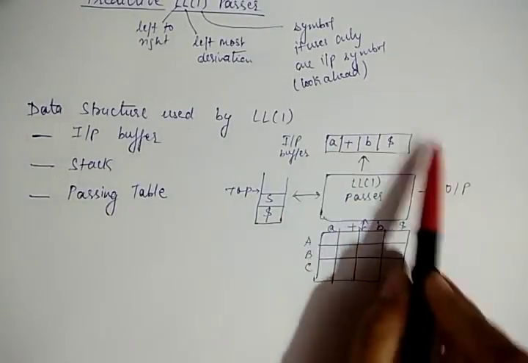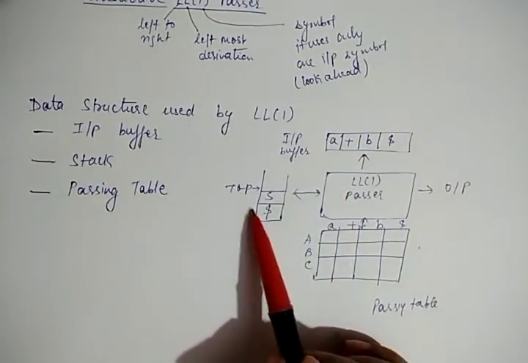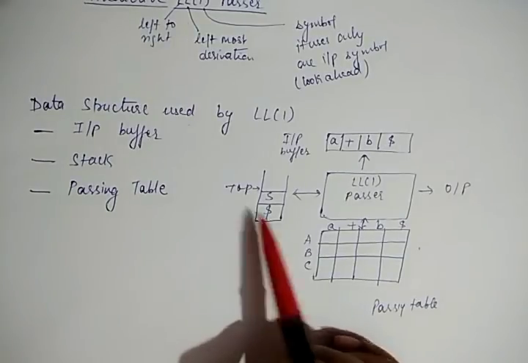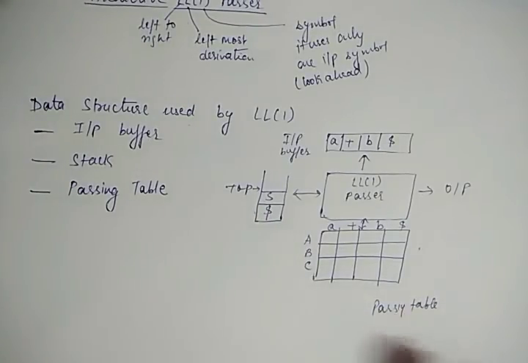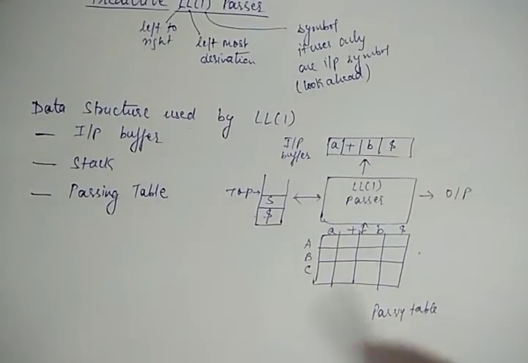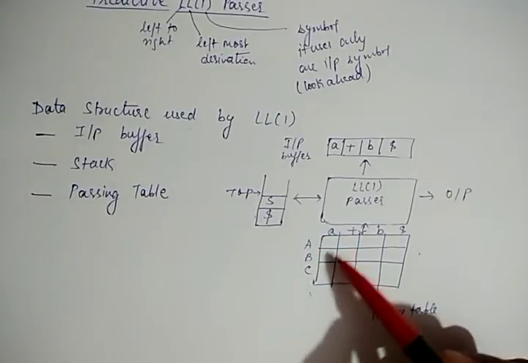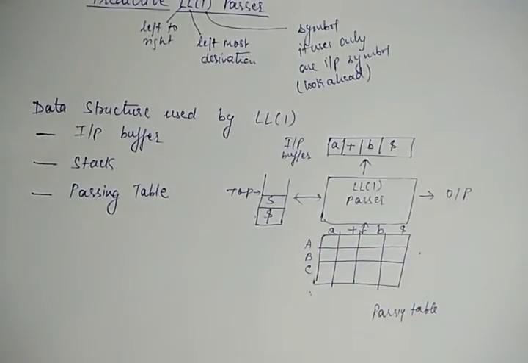So these are the three data structures we are going to use in the LL1 parser. One is the input buffer to store the input tokens. Then we use a stack in which the symbols of the right-hand side of the rule are pushed in reverse order, that is from right to left. And the third one is the table, which is basically a two-dimensional array. Thus this algorithm is non-recursive. In the table, the rows represent the non-terminals and the columns represent the terminals.